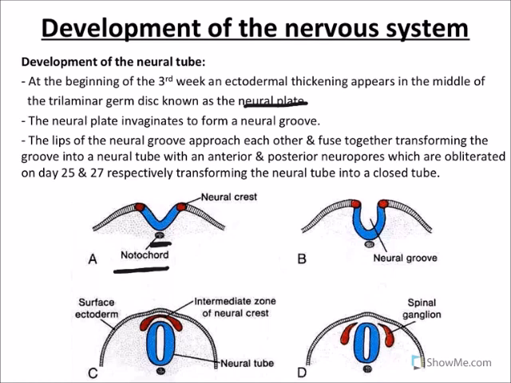The neural plate invaginates towards the notochord to form the neural groove, and this is the second step. So the neural thickening, which is this part, invaginates inside the surface ectoderm towards the notochord and will form a groove called neural groove. And the lips of the neural groove, these parts, approach each other and fuse to form the neural tube.